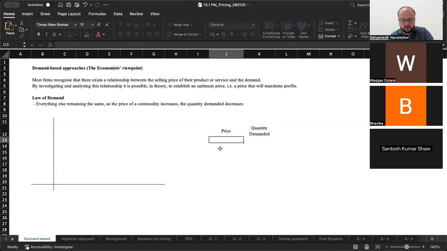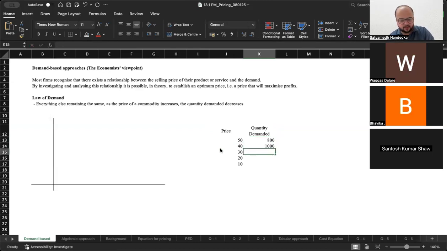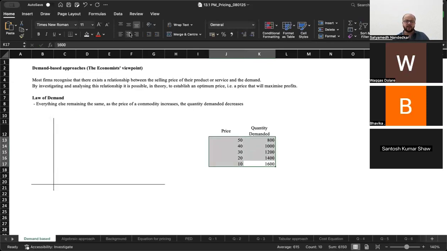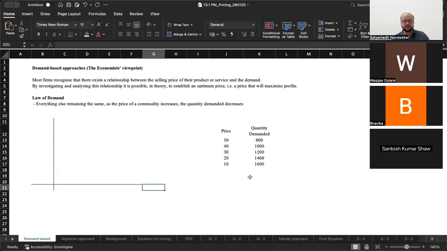So, prices of 50, 40, 30, 20, 10. And your quantity demanded could be 800, 1000, 1200, 1400, 1600. Some basically hypothetical values that I have chosen.